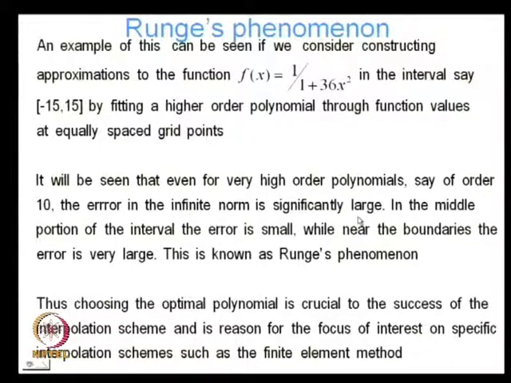For very high order polynomials, say of order 10, the error in the infinite norm is significantly large, because the infinite norm is the error over the entire interval. So, if I look at the infinite norm, it will pick out those large errors at the boundaries. In the middle portion of the interval the error is small, while near the boundaries the error is very large. This is known as Runge's phenomenon.